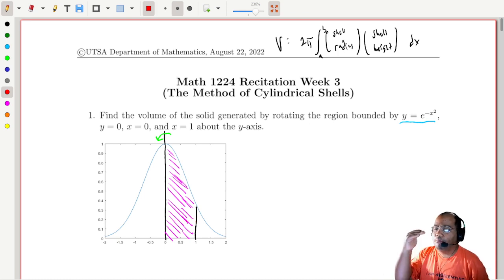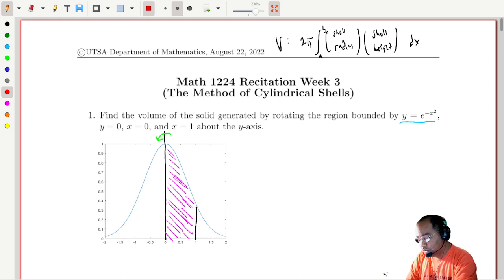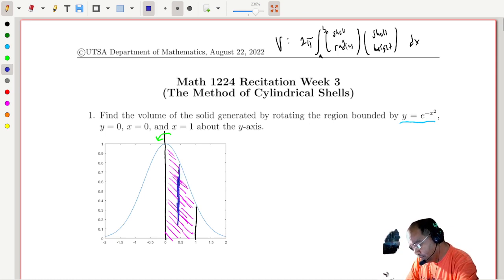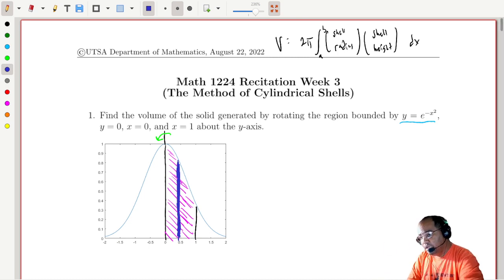Instead of slicing perpendicular to the axis of rotation, we'll slice parallel to the axis of rotation. So I'll do this in blue. Instead, I'll take this strip here in blue. I'm going to take a slice here. And imagine, if you will, I rotate this around my axis of rotation. I get something that sort of looks like this. And I get this kind of cylinder here.